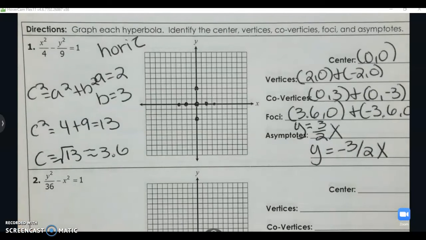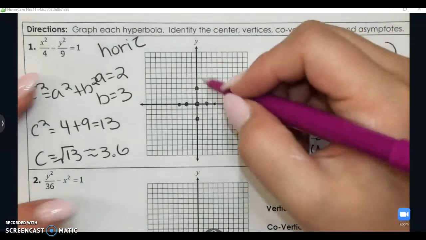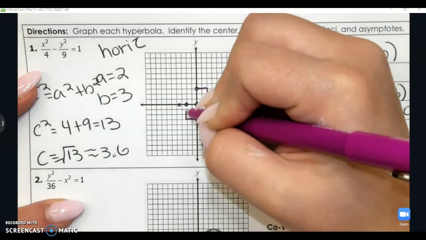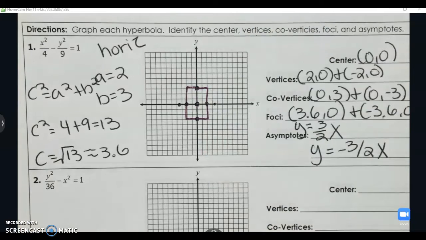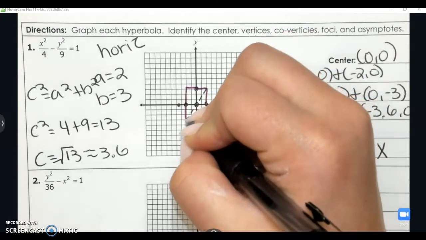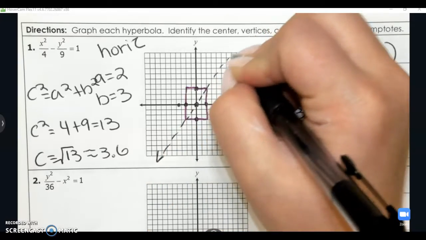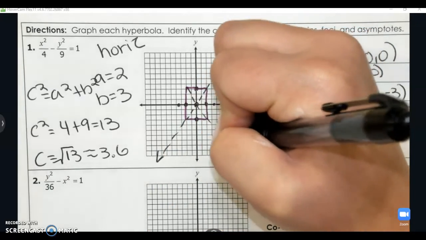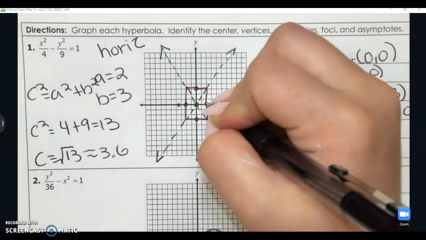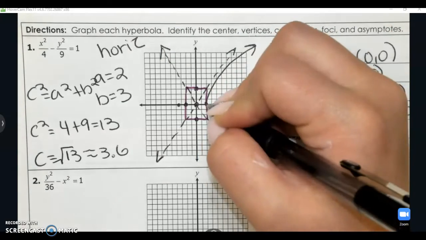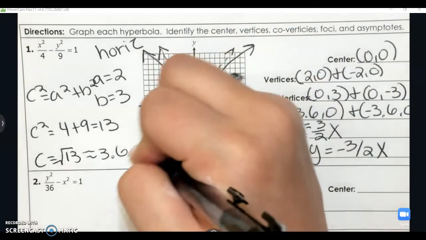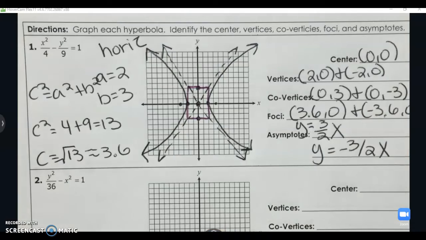Now I'm going to show you a trick for graphing your asymptotes. I can make a central rectangle by connecting my vertices and co-vertices. Then if I just connect opposite corner to opposite corner through the center, there are my two asymptotes. Then I'm going to go for my vertex and curve, getting as close to my asymptote as I can. Again, this is horizontal, so it's opening left and right. And there I have graphed my hyperbola.